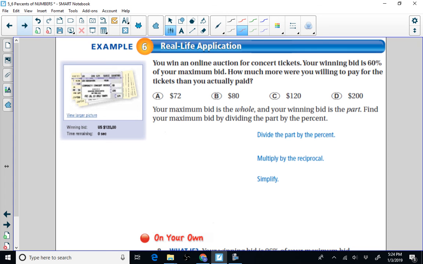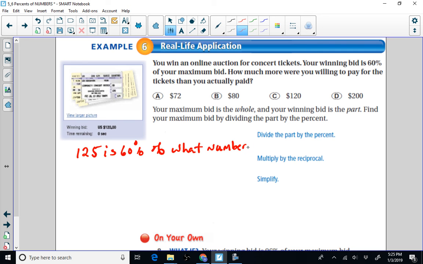Right, the last problem we're going to do here, or the last page anyway, right? It says you win an online auction for concert tickets. Your winning bid is 60% of your maximum bid. How much more were you willing to pay for the tickets than you actually paid? Well, your winning bid is 60% of your maximum bid. Well, the winning bid is $125. So that $125 is 60% of some number. Right? What number?